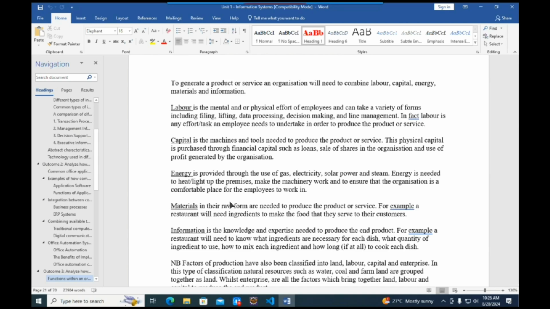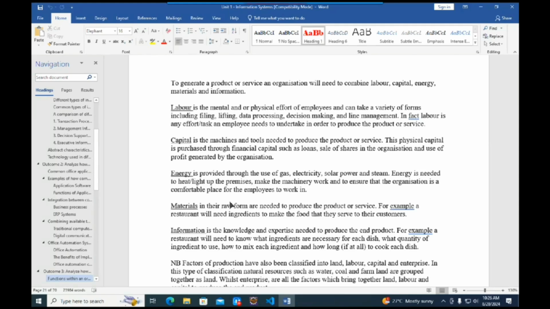Now, we also have another factor known as capital. When you talk about capital, we are looking at the machines and the tools needed to produce the product or give the service. So when we talk about capital, we are really talking about physical capital that we can buy through financial capital, for example through loans or sales of shares in the organization, or using the profit generated by the organization.